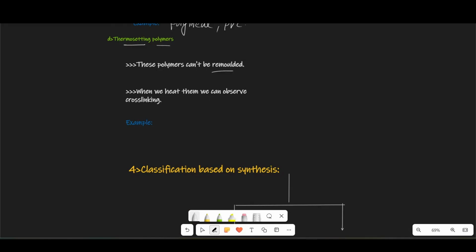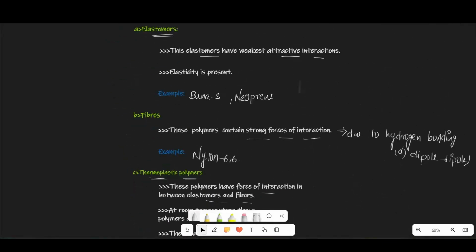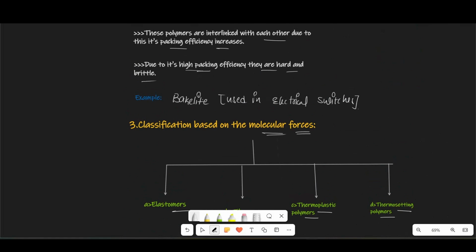Now let's discuss one more polymer type, that is thermosetting polymers. These polymers can't be remolded, and when we heat them we can observe cross-linking between them, like this. These are due to covalent cross-links, or covalent bonds. The example for this particular one is bakelite. We have seen this example for network or 3D polymers, so the same example applies here.